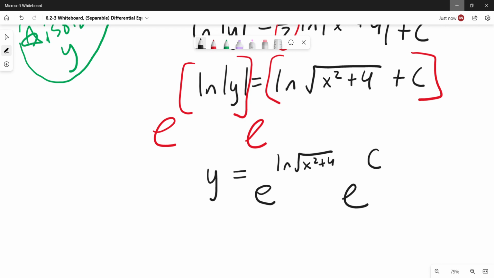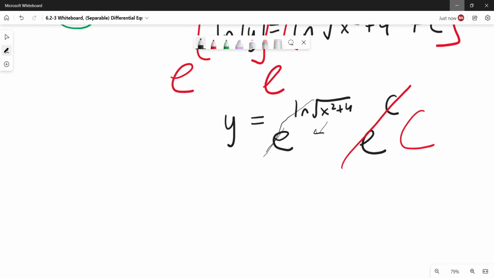So here, the e and the ln essentially go away, and this is just brought down, more or less. And the e to the power of c, we're going to rewrite as just a normal c, because if c is a constant, e to the c is also a constant. It's still an unknown constant. So this is going to be y equals c square root.